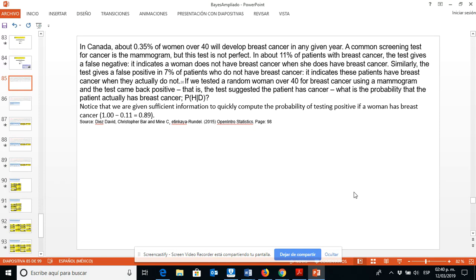If we tested a random woman over 40 for breast cancer using a mammogram and the test came back positive, that is, the test suggested the patient has cancer, what is the probability that the patient actually has breast cancer? We could also interpret that as the probability of H given D. We have another valuable piece of information in the problem that says, notice that we are given sufficient information to quickly compute the probability of testing positive if a woman has breast cancer: 1 minus 0.11 equals 0.89.